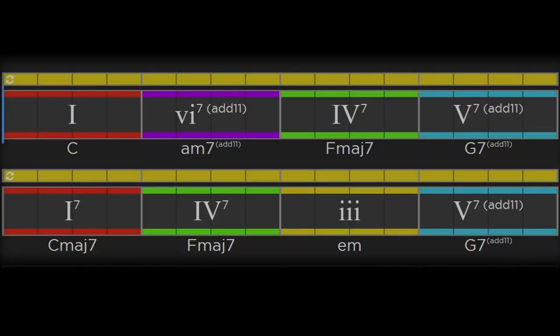Time now to have a look at the dominant 7th add 11 chord. As with the other 7 add 11 chords, you can experiment with using this chord like you would the standard dominant 7th. The most common use for this chord is as the 5 chord. This produces a strong pull back to the tonic 1 chord, as seen in the following progression.